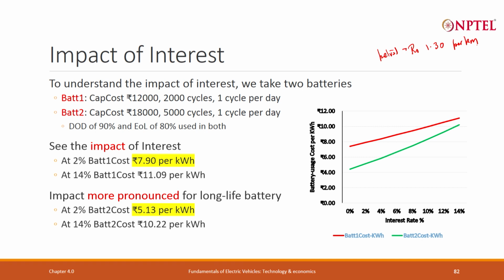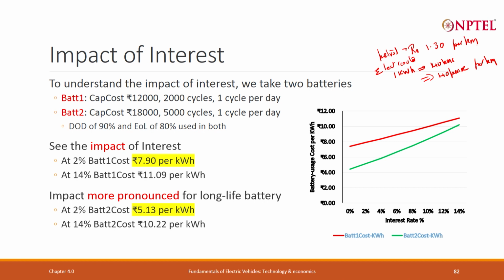Now, according to this, at 14% interest rate, it is 10 plus 5, 15 rupees. Suppose this is the cost per kilowatt hour, and 1 kilowatt hour for an EV, for an electric scooter, may give me 40 kilometers. So, 40 kilometers will cost me 16 rupees. So, it is only about 40 paise per kilometer.